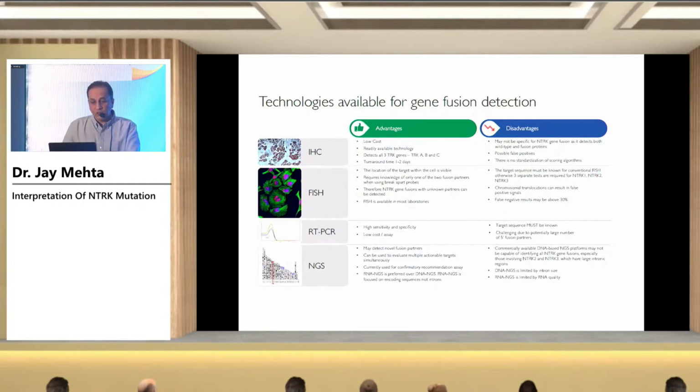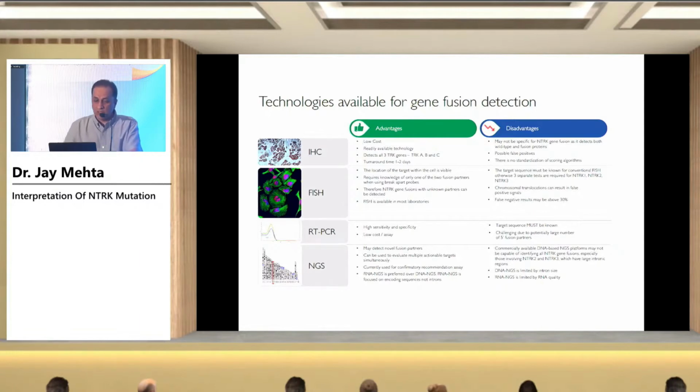As far as FISH goes, again, availability is easy. The location of the target is visible. You look under the microscope into that particular cell, but it requires knowledge of the fusion partners because you're using a fusion product. But the problem is that you'll have to have 3 separate FISH tests for NTRKs A, B, and C. So that's the problem. Chromosomal translocations can sometimes result in false positive signals, and you might also get a good amount of false negatives. That's part and parcel of the FISH analysis.